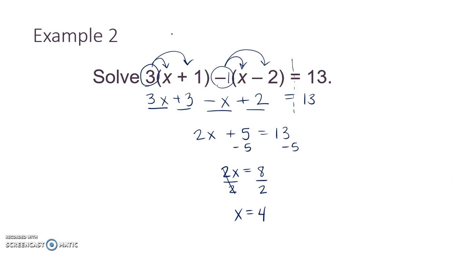So let's just say 4 plus 1, well, that would be 5. 3 times 5 is 15. And then minus 4 minus 2 is 2. And 15 minus 2 equals 13. So that's good. We check out.